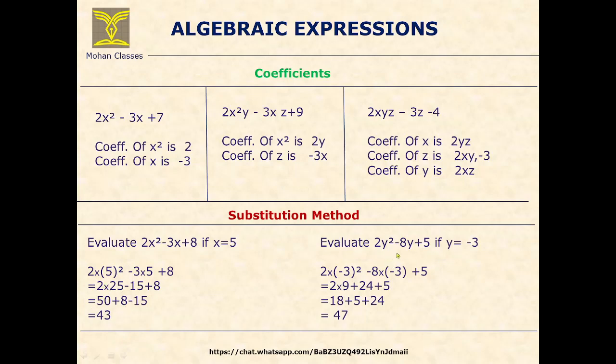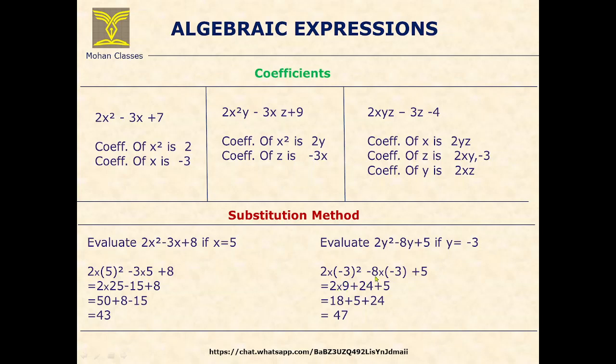Here 2y square minus 8y plus 5. Y is equal to minus 3. So you should be very careful whenever you are having the value of minus 3. Here the multiplication, you should be very careful. Here you see 2 into minus 3 whole square. So minus 3 into minus 3 is plus 9. 2 into 9.